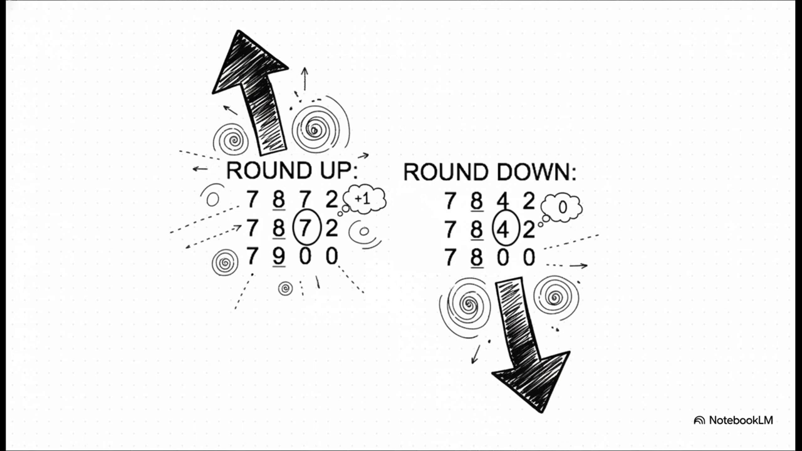Take 7,872, for example. We want to round to the nearest hundred, so our target is the 8. The number to its right is 7. If that neighbor is 5 or more, you round your target up. Since 7 is greater than 5, the 8 becomes a 9, giving us 7,900. Now compare that with 7,842. The neighbor next to the 8 is a 4. Since 4 is less than 5, you just leave the target number alone, rounding down to 7,800. It's a really quick mechanical rule that makes estimating an absolute breeze.